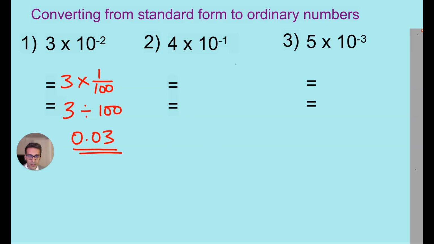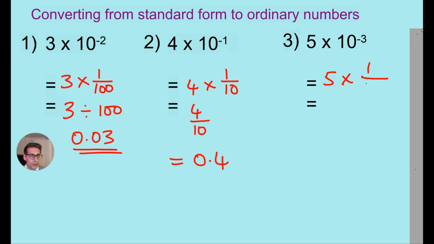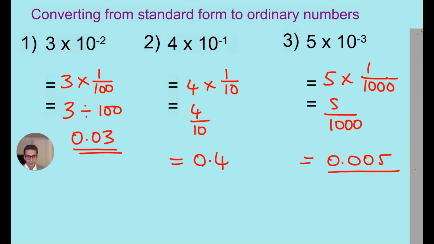Okay, 4 times 10 to the power negative 1 is the same as 4 times 1 over 10, which is the same as 4 divided by 10. The other way to write this is, of course, we could write 4 over 10, which is just 0.4. And then finally here, 5 times 1 over, now 10 to the power 3 is 1,000. And that becomes 5 over 1,000. 5 divided by 1,000, 0.005. Okay, those are your answers.